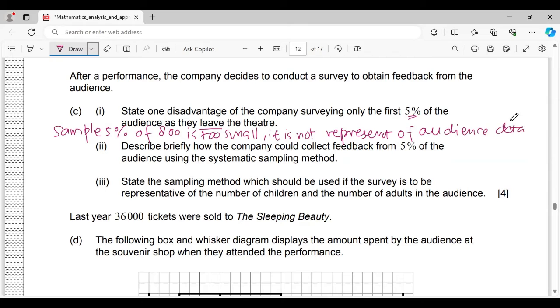Data. Yeah. Describe briefly how the company could collect feedback from 5% of the audience using the systematic sampling method. Systematic sampling method, right? So just fine.